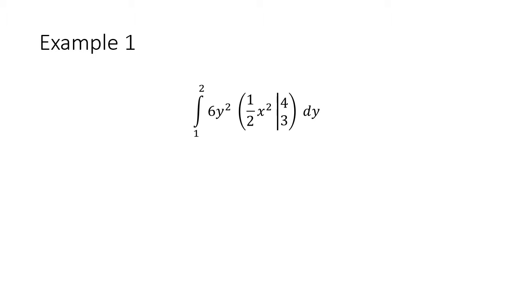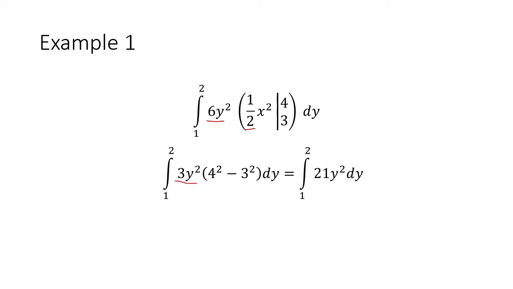So there's my problem again. Now, just like before, here's a constant, 1/2. Here's a constant, 6y squared. I can combine those together so that I really get 3y squared as my constant in front. And then it's just a matter of evaluating between 4 squared and 3 squared. So again, 16 minus 9 is 7. And so 3y squared times 7 gives me 21y squared.